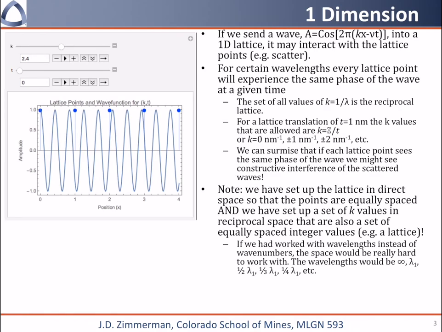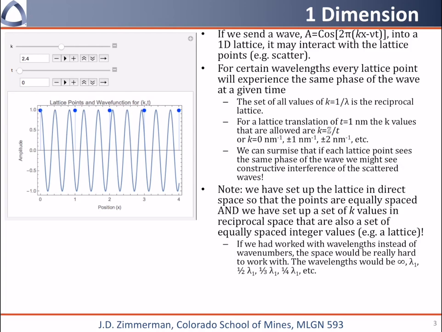So this is really interesting. We have set up a lattice in direct space, and we've set up a set of k values in reciprocal space. And both of these sets of numbers are equally spaced, so they both form lattices. If we had instead worked with wavelengths instead of wave numbers, the space that we work in would be really hard to deal with.